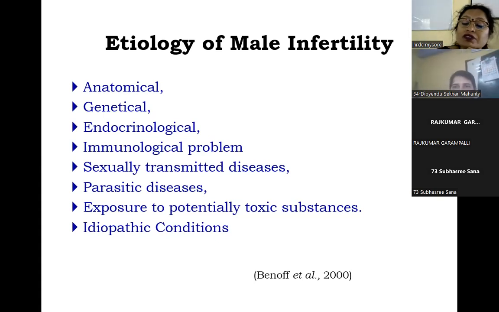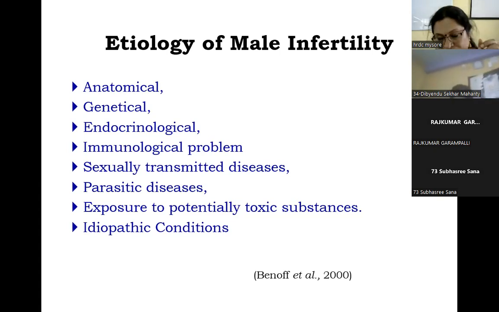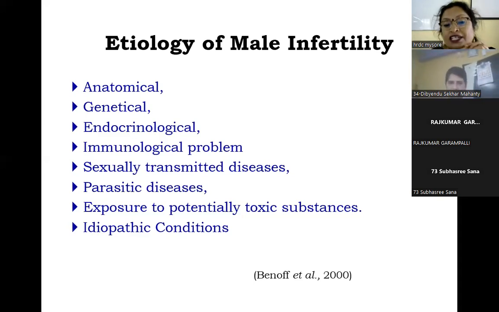Similarly, we have causative factors from the genetics side, that is, Y microdeletion. You must be knowing that in males there is an X and a Y chromosome, and the Y chromosome has genes meant for spermatogenesis. If any mutation or deletion happens in the Y chromosome, then it is a genetic condition. Otherwise, if there are changes in the number of chromosomes, like in the sex chromosomes, even then that in turn results in infertility.